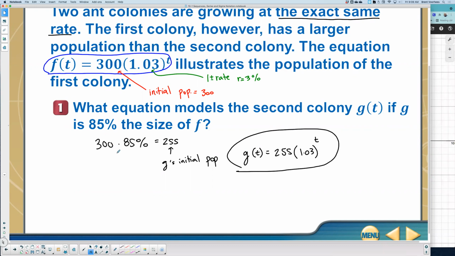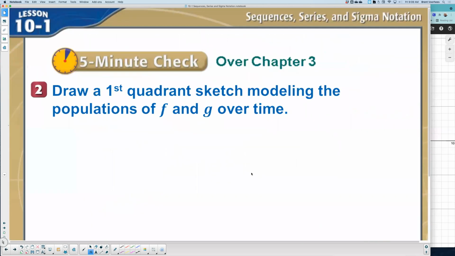Now, another way you could use the calculator to help you out is you could say that G of T equals 85%, which you could just say 85 over 100 times F of T. You could have typed it in like that, and that would have worked as well. That would have graphically shown you the correct answer, just so you know. Let's now look at number 2.